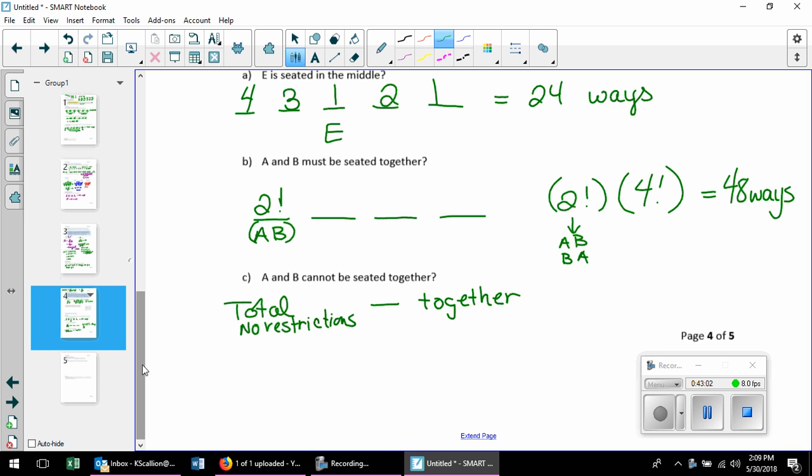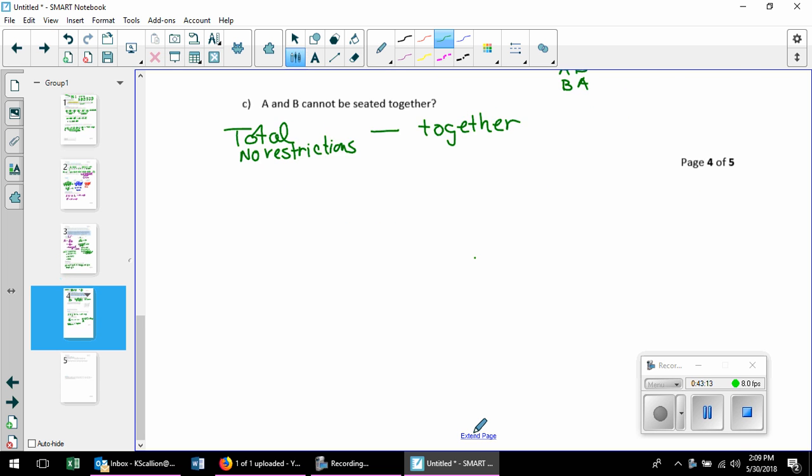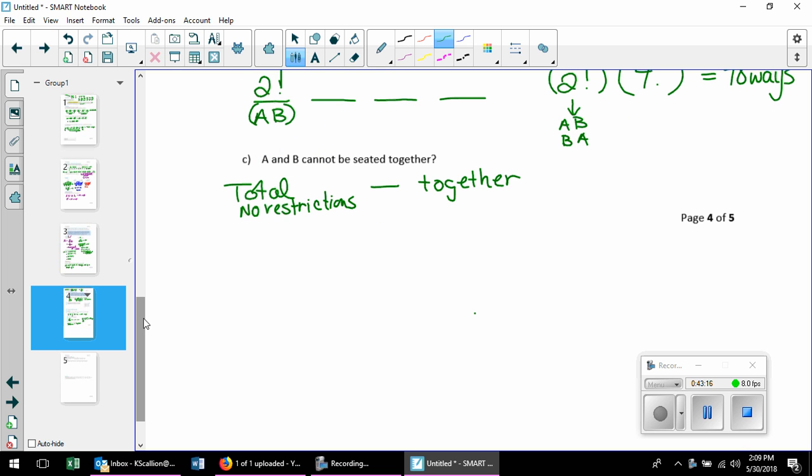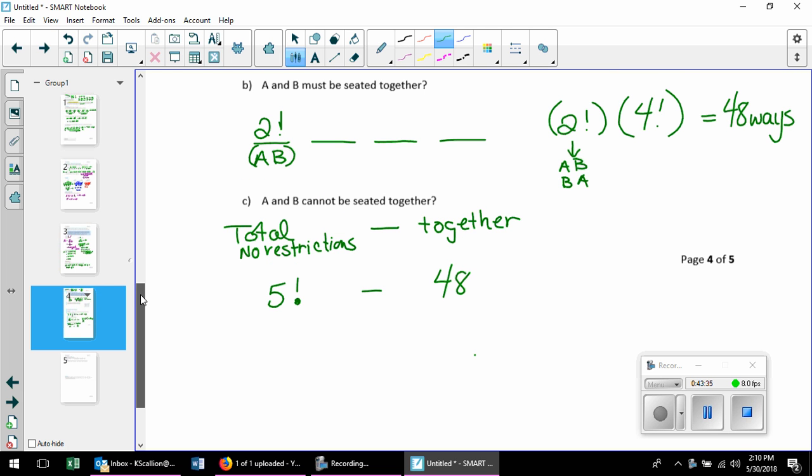So what would be the total with no restrictions? Anybody can sit wherever they want. 5 factorial. Because you have 5 people, you can sit in 5 different chairs. So this would be 5 factorial. And I would subtract from it how many ways can Amy and Lala sit together? 48. Does that make sense? Because we figured that out from this question.